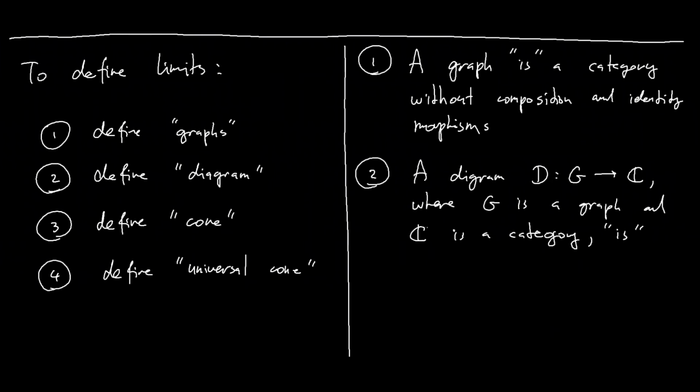So a diagram from G to C, where G is a graph and C is a category, is a functor without preservation of composition and identity morphisms.